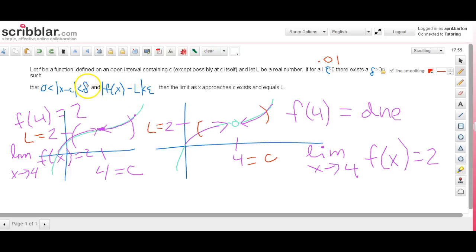What delta is saying is I could pick this interval. Let's say I pick this interval and I'm at 5 and I'm at 3. And that gives me a y value of 1 and 3. So my delta range is I'm not smaller than 3, but I'm not bigger than 5. So I'm going from 3 to 5. And then my epsilon range would be I'm going from 1 to 3.